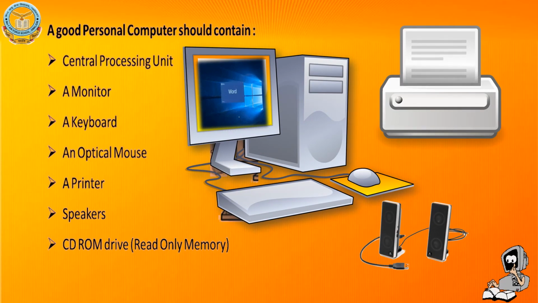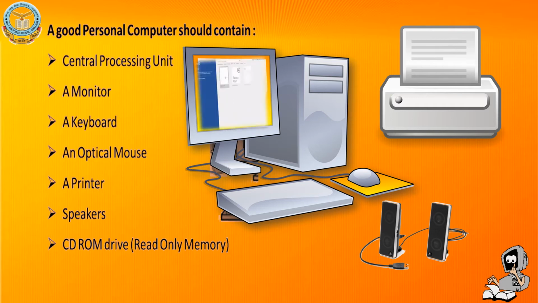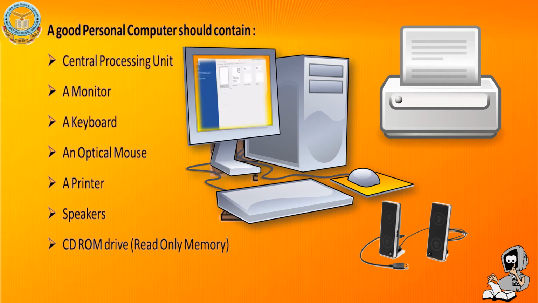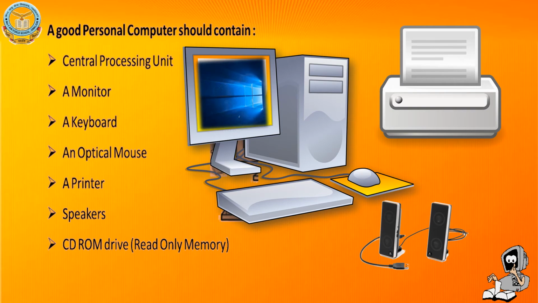So we understand about so many hardware parts of the computer. A good personal computer should contain a central processing unit, that we call the CPU, a monitor, visual display unit, a keyboard and an optical mouse, a printer, speakers and a CD-ROM drive. So this is the example of a complete computer system.